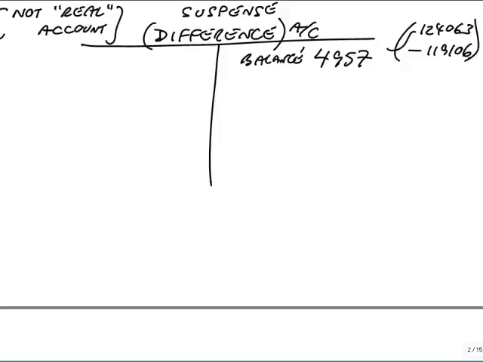Look back at the question. On investigation, the following errors are discovered. A transposition error was made when posting a sales... Oh, sorry, this is an old-fashioned word. Can you cross out sales day book? Can you write instead receivables journal? Sorry, we used to call it sales day book, but it's now receivables journal. I am sorry.